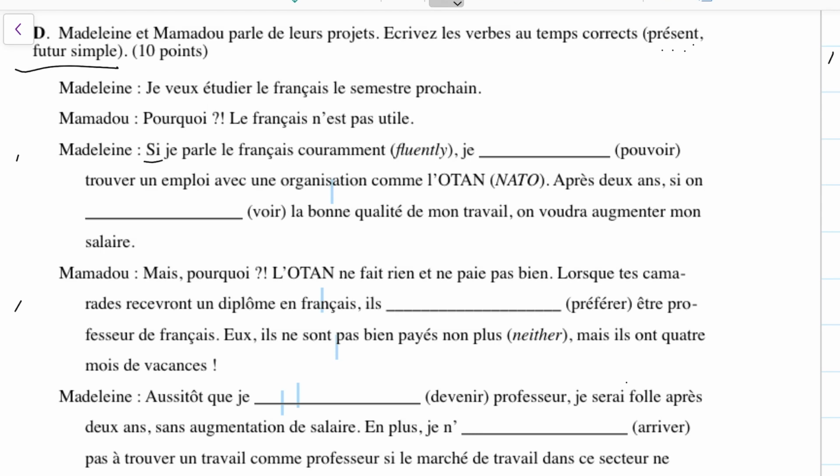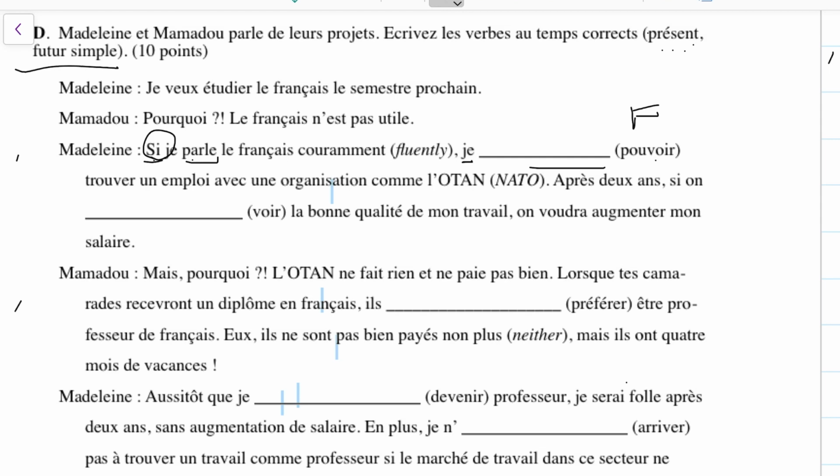Si je parle le français couramment, je vais pouvoir trouver un emploi. I have si, and I know that si has to be attached to present. Is this true? Yes, it works out. So then my next subject and verb has to be what? If si plus present brings you future, this one has to be future. And then I would conjugate pouvoir in future.